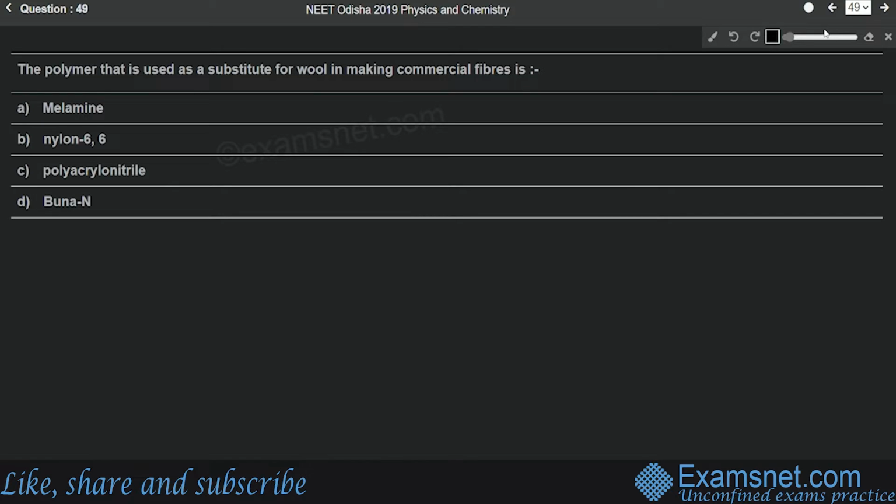Question number 49 is from the chapter Polymers, and the question is, the polymer that is used as a substitute for wool in making commercial fibers is. Options are melamine, nylon 66, polyacrylonitrile, and the last one is buna-N. This is a direct question. You can just remember that polyacrylonitrile is used as a substitute for wool in making commercial fibers such as Orlon or Acrylan. So option number C will be the correct answer.